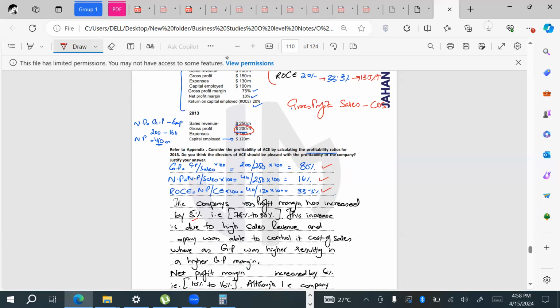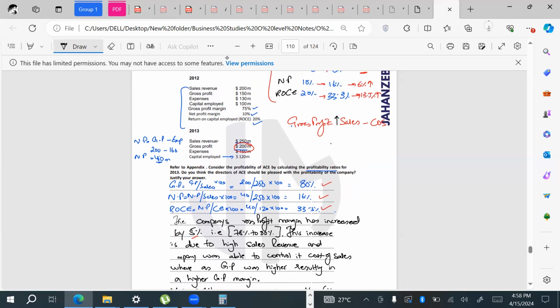So what I assumed is that the company has an increased sales revenue, which you can see. In 2012, it was 200 million. In 2013, it was 250 million. So we had an increase of 50 million, right? But you cannot see a cost of sales. There is no cost of sales. So I assumed that the company had a low cost of sales in 2013.